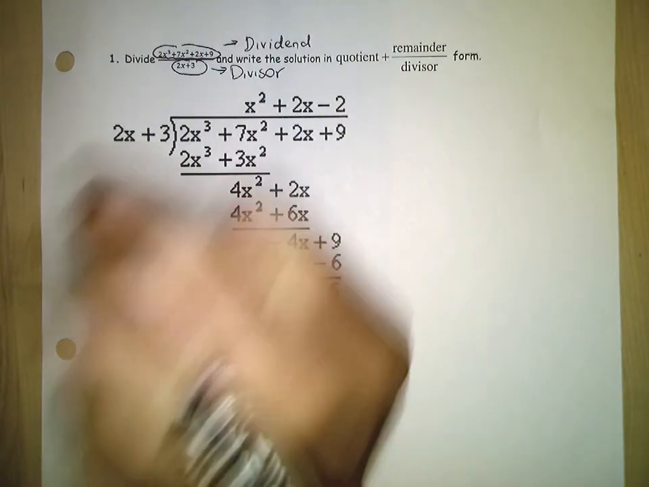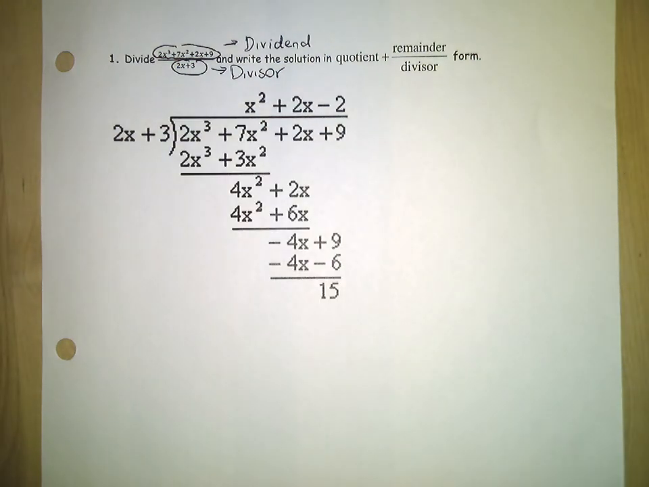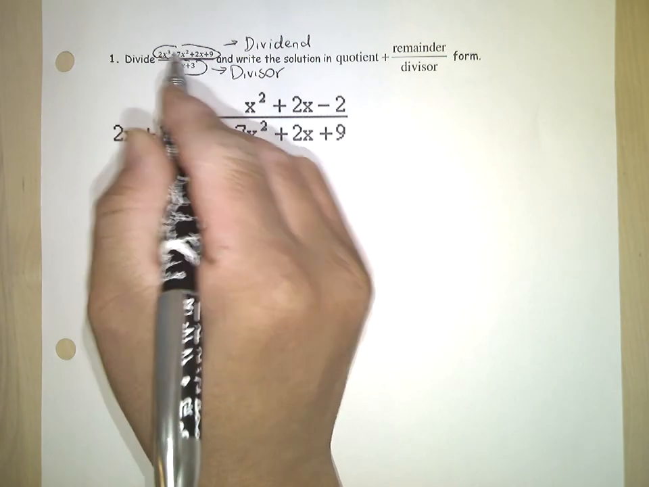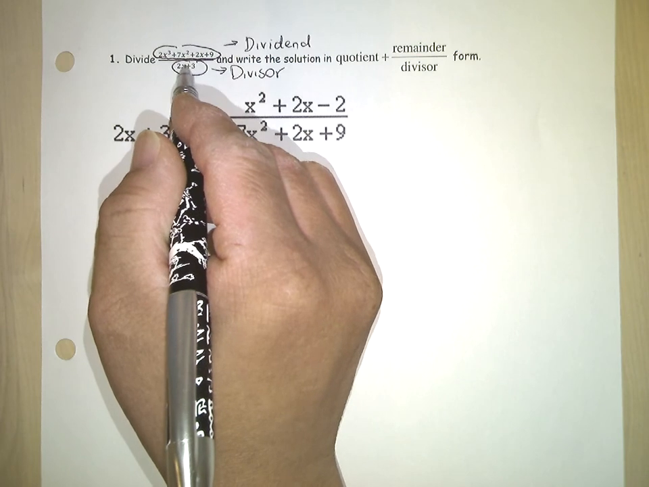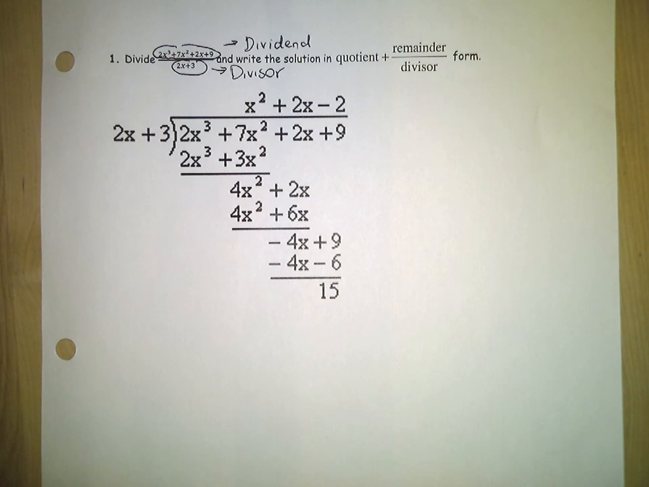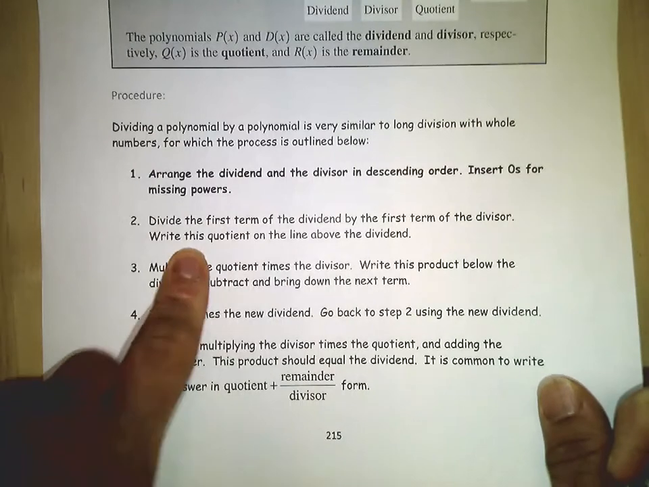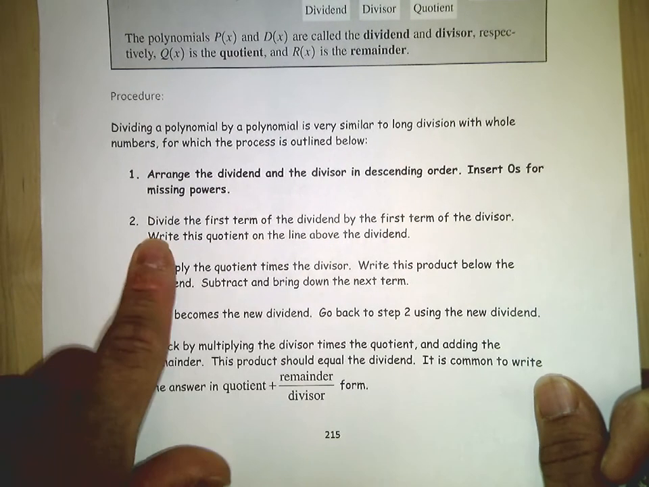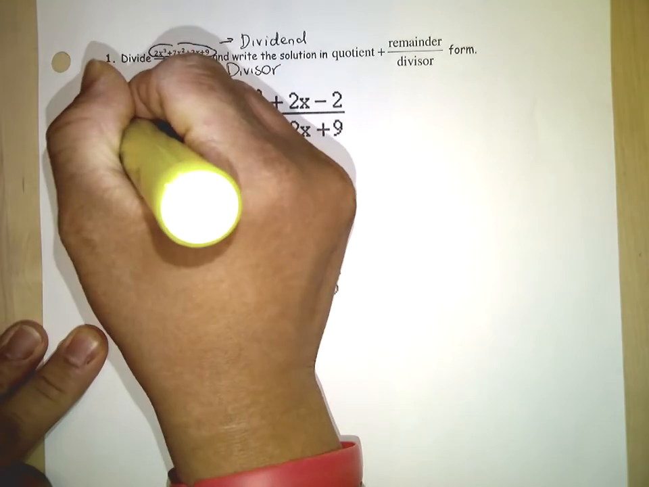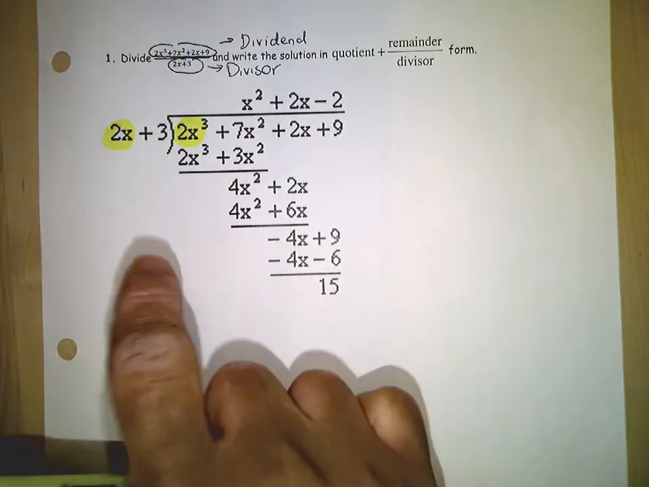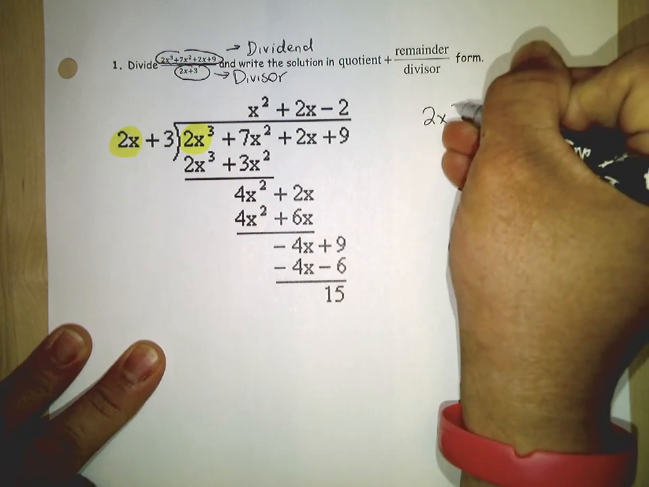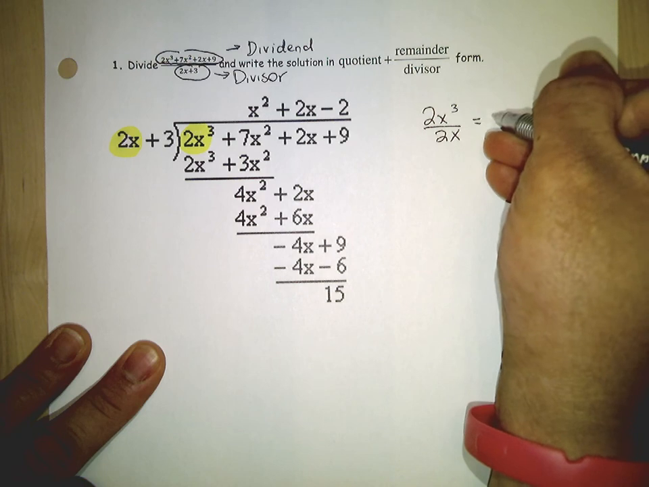These are already in descending order, with the exponents going from highest to lowest, 3, 2, 1, 0, x to the first, x to 0. Now the next step is to divide the first term of the dividend by the first term of the divisor, and then write this quotient on the line above the dividend. So that would be 2x to the third over 2x, and that gives us x to the second.